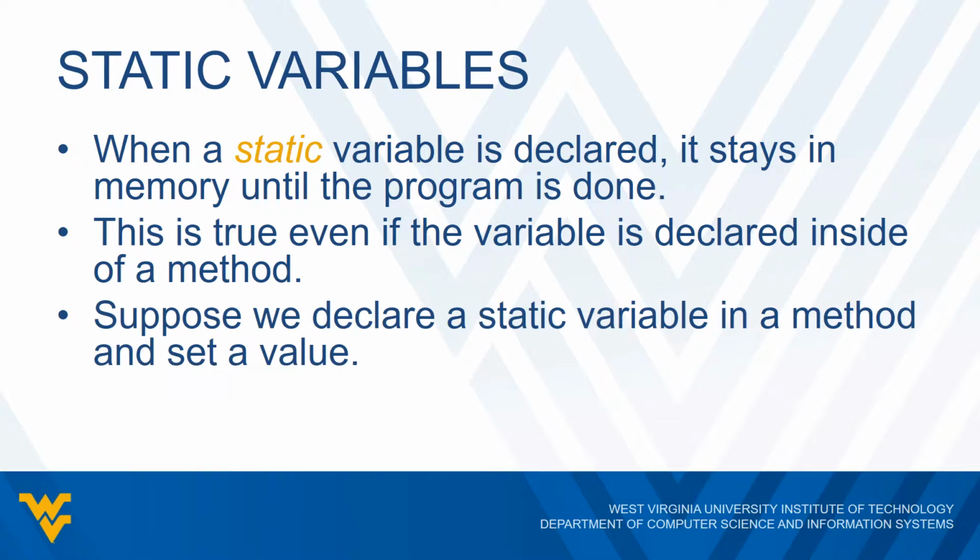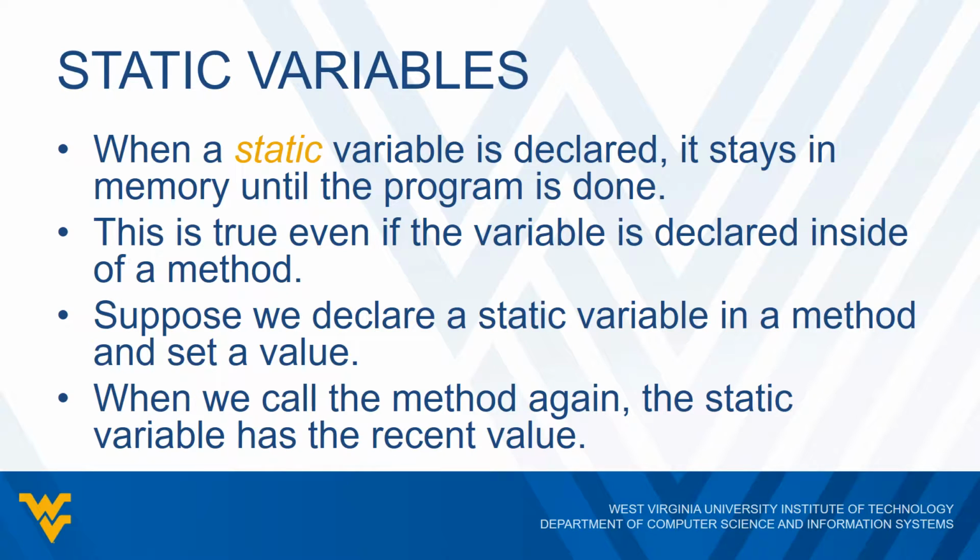So let's say we do declare a static variable. Normally we would use this in a method. It doesn't do us any good to declare it outside of any method because global variables already last the entire program. But let's say I declare a local variable and I say that it's going to be static and we give it some value. What makes this type of variable interesting is that let's say we finish that method and then we call the method again. Whatever value was in that static variable stays.